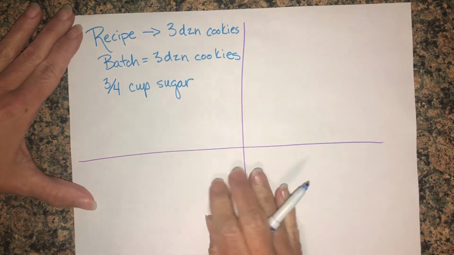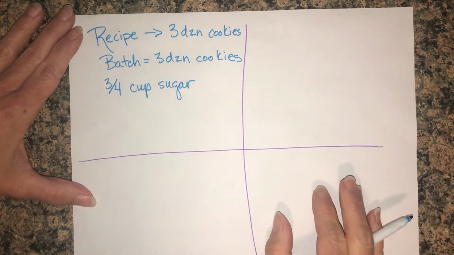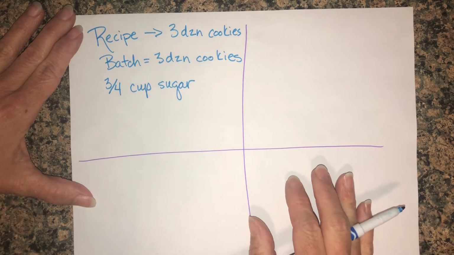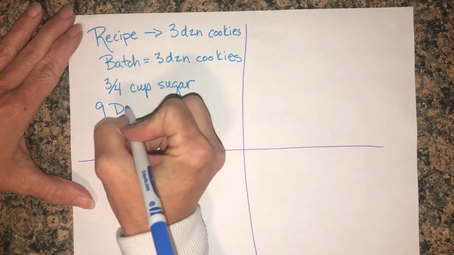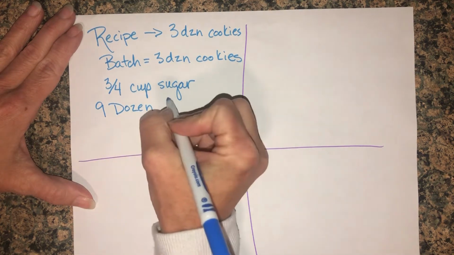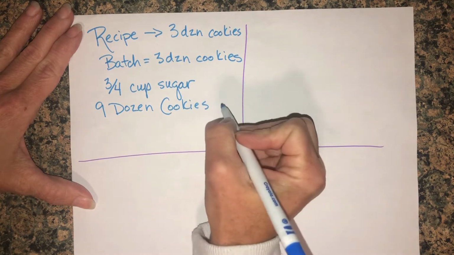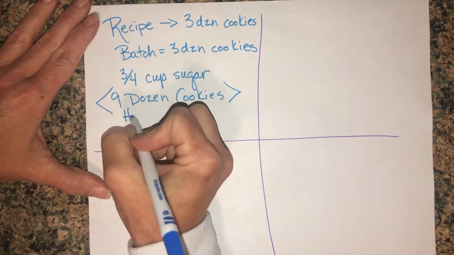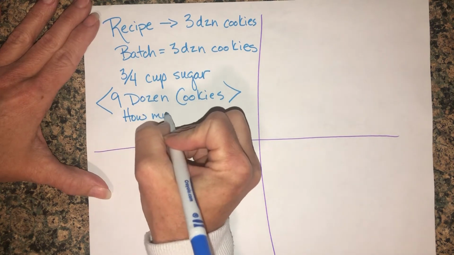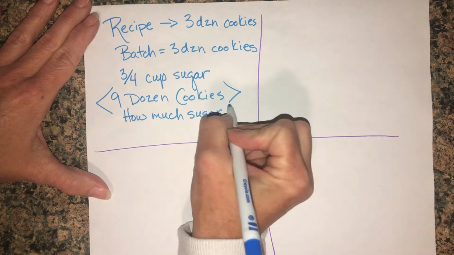And then it'll give you a scenario like you want to make cookies for a lemonade stand and you want to make 9 dozen cookies or something crazy like that. Let's say I wanted to make 9 dozen cookies. And this is what I want, and it's asking me, how much sugar do you need? Your problem has brownies in it, but it's the same thing.